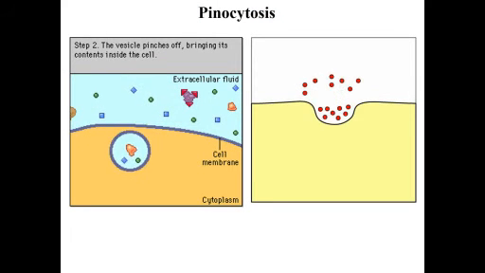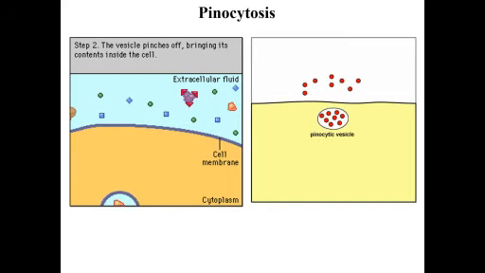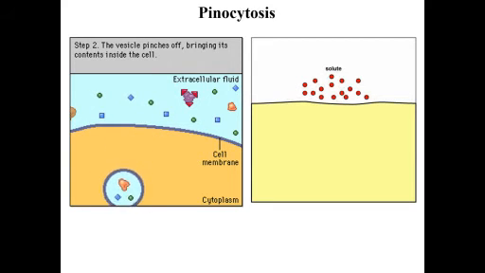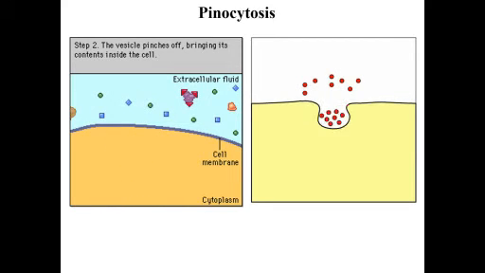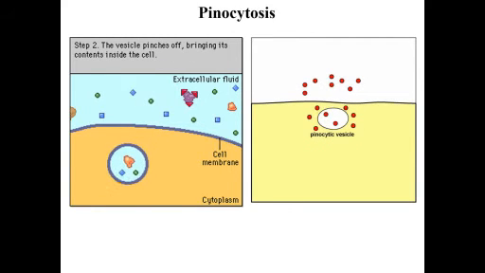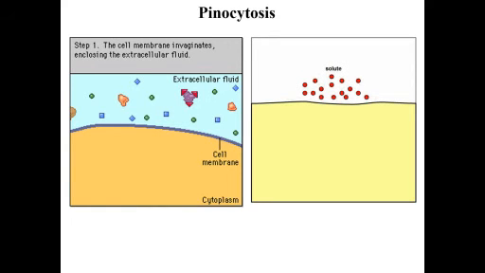So this is basically a random sampling of the fluid and its materials outside the cell. These materials are brought in as the membrane invaginates in on itself. And then once inside the cell, those contents are released.